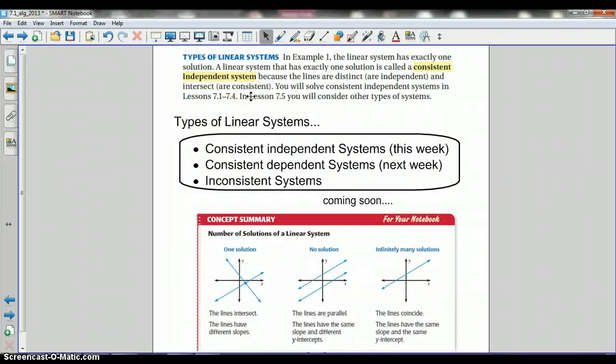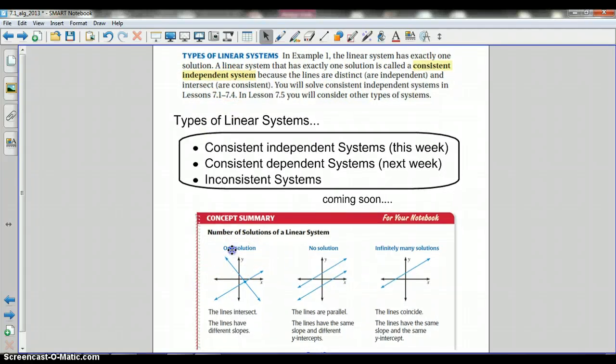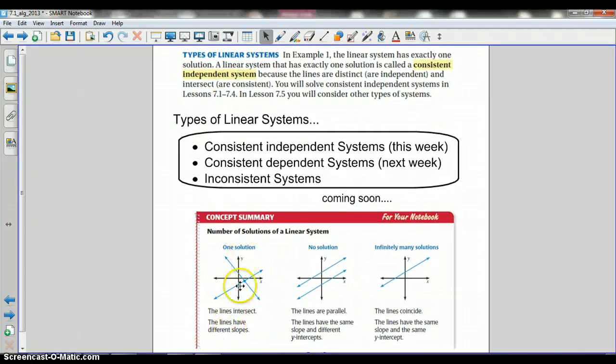There are several different types of linear systems. In example 1, when there is exactly one solution, as we just saw, the linear system is called a consistent independent system. So down here, you will see an example of a consistent, independent system. The lines are distinct, they are independent of one another, and they intersect, so they are called consistent.